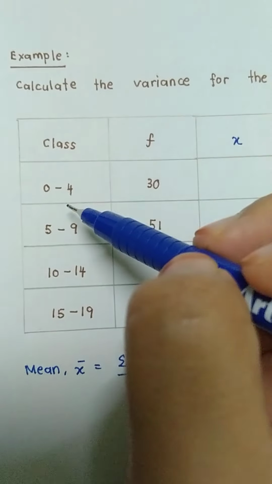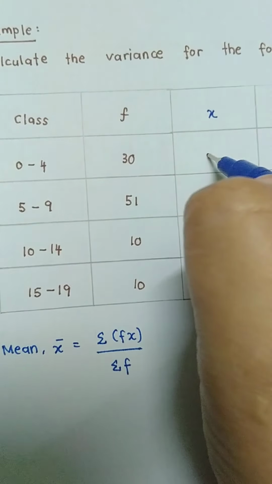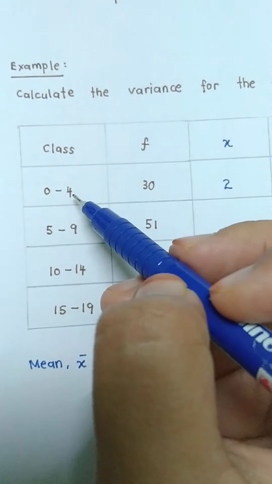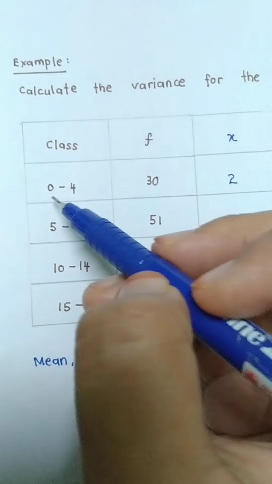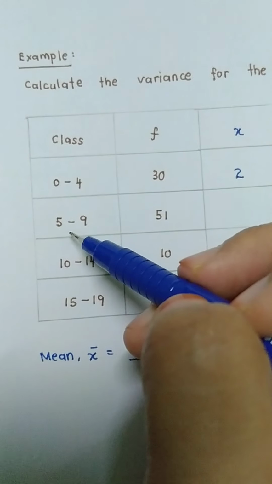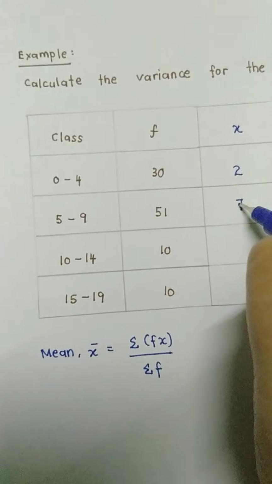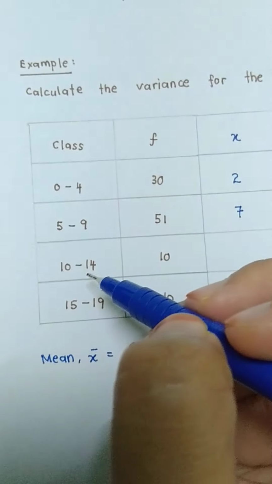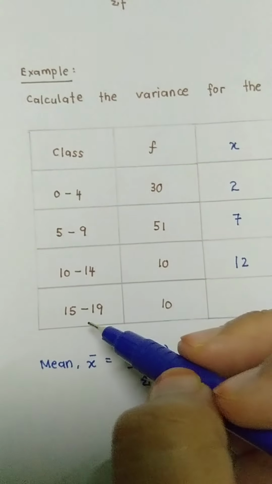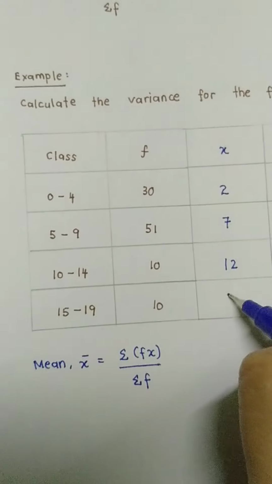So for the first class, 0 to 4, the midpoint is 2. Lower value plus upper value divided by 2. So 0 plus 4 divided by 2 is 2. And then for the second class, 5 plus 9 divided by 2 is 7. And then 10 plus 14 divided by 2 is 12. And 15 plus 19 divided by 2 is 17.